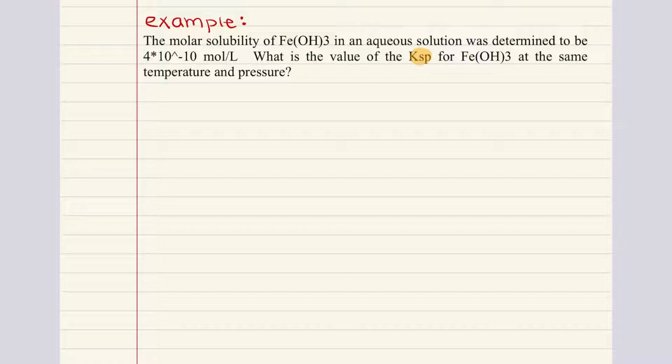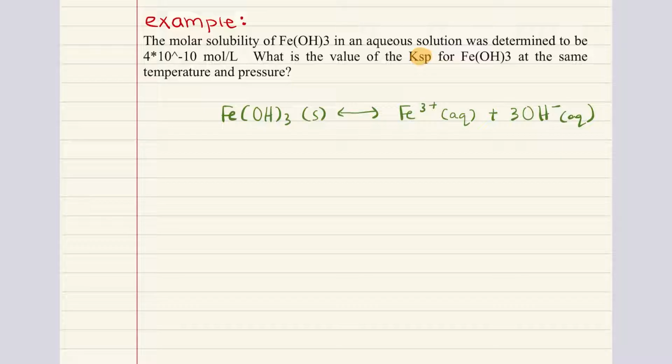The first step then is to write the balanced dissociation reaction for iron(III) hydroxide. Iron(III) hydroxide dissociates into Fe3+ and 3 hydroxide anions. Now with this balanced dissociation reaction, we can write the KSP expression, keeping in mind that this is equal to the concentration of the products raised to their stoichiometric coefficients over the concentration of the reactants raised to their stoichiometric coefficients. Also, remember that we exclude solids and liquids from this expression, so iron(III) hydroxide will not be included since it is a solid.